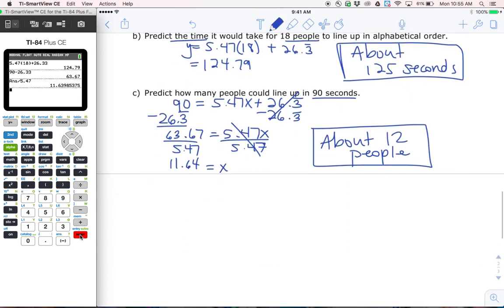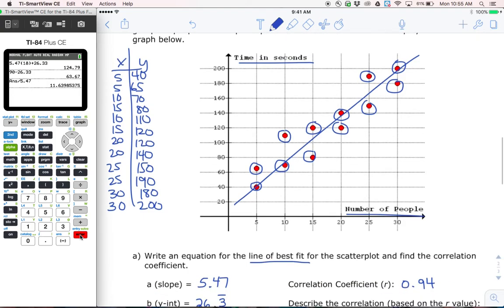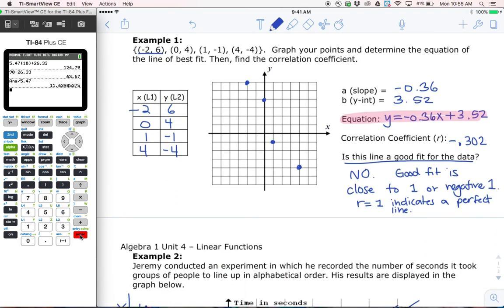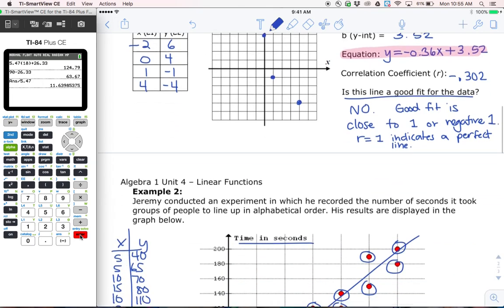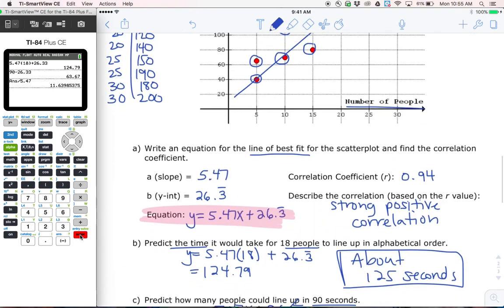Okay? So here are our notes. The biggest things you could get out of today are to remember how to turn on your diagnostics, right? Here are your instructions to turn on your diagnostics. And to understand that the R value, the closer it is to 1, the more linear the points look. Okay? And you have to use all the points when you are finding an equation for a scatter plot.